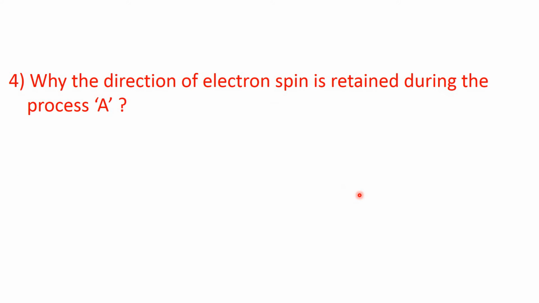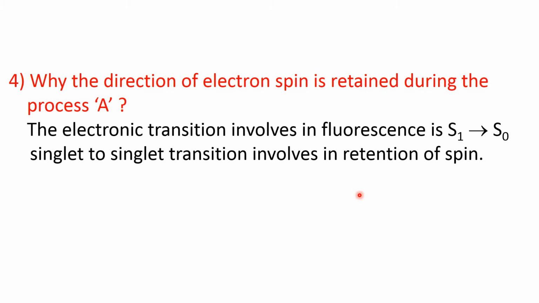Number 4. Why is the direction of electron spin retained during process A? Because the electronic transition involved in fluorescence is S1 to S0. That means transition between the same spin multiplicity, singlet to singlet transition, which involves the retention of spin.